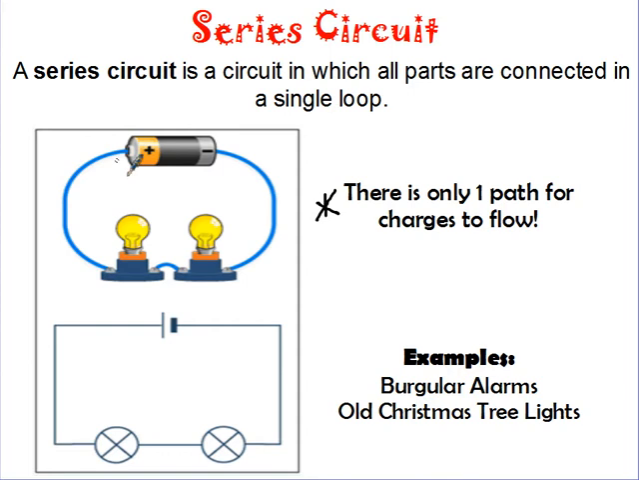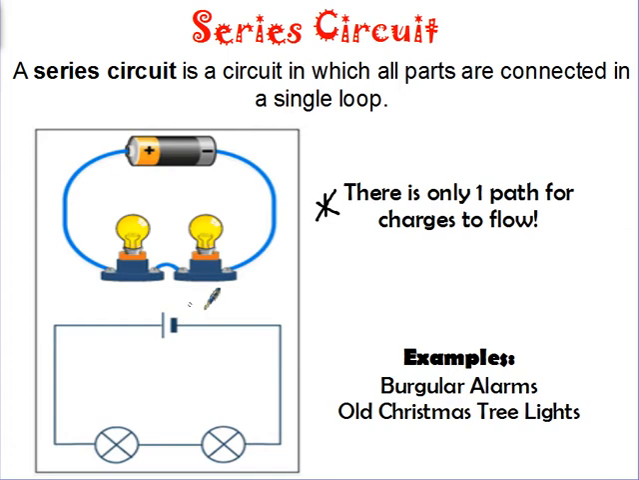This is where you have your batteries. Your batteries are a single series circuit. Electrons can only flow in one path. So some examples of series circuits include burglar alarms or your old-fashioned Christmas tree lights. Now I'm sure you guys are way too young to remember the old crappy Christmas tree lights that if one goes out, the whole thing goes out, but it's an example. Burglar alarms work the same way.